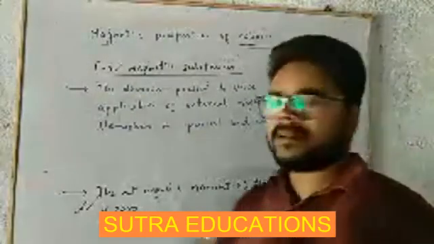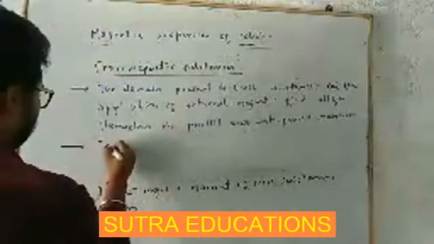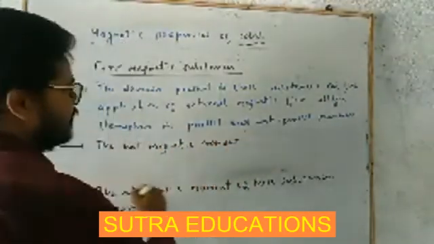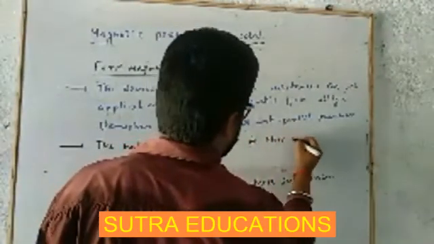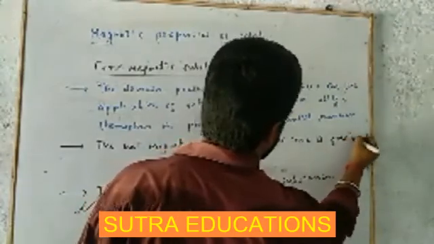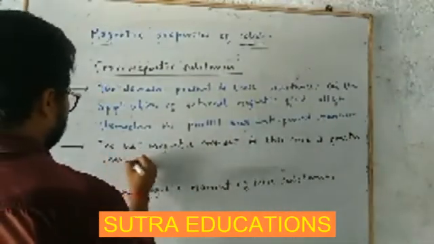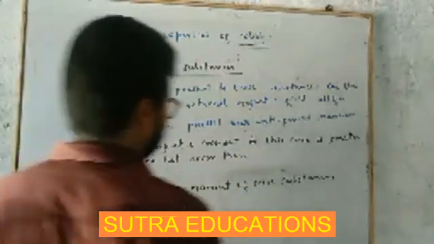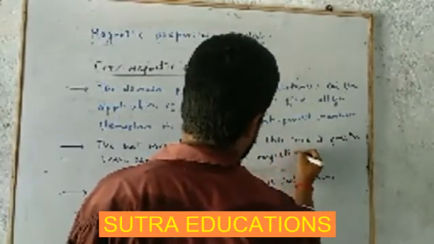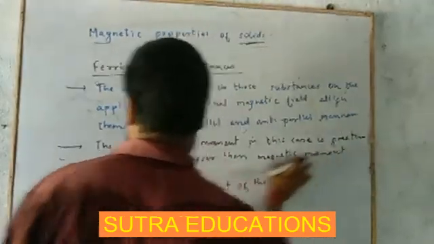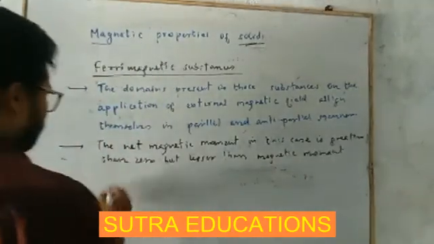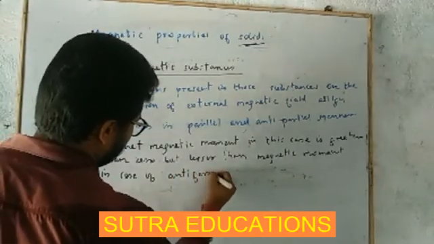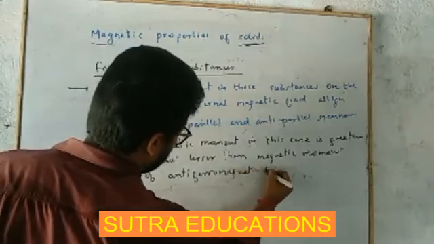One more point: the net magnetic moment in this case is greater than 0, but lesser than the magnetic moment in case of antiferromagnetic substances.